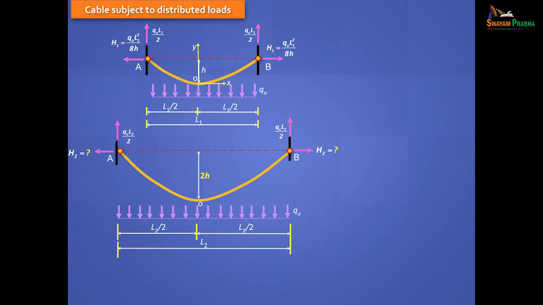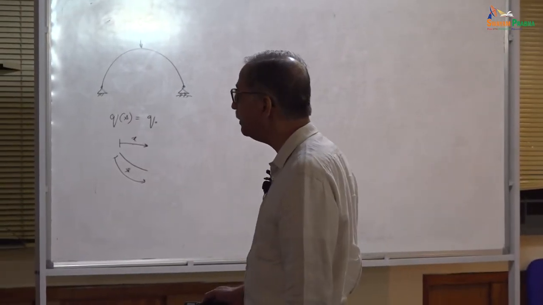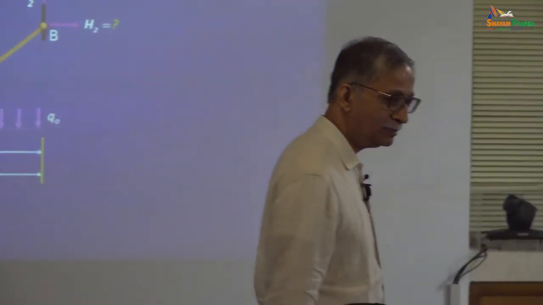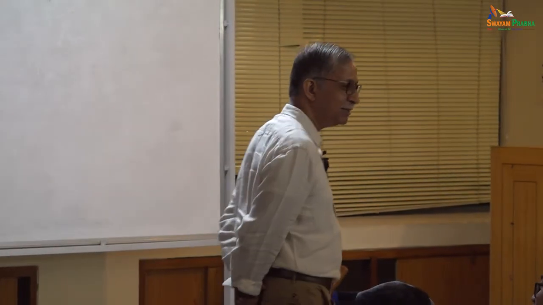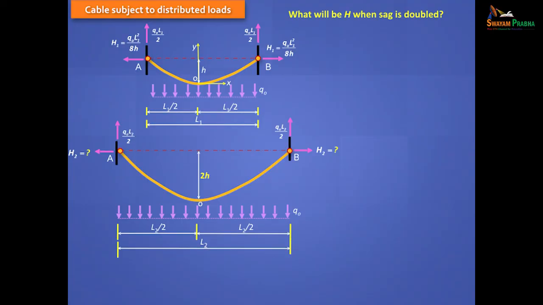So what do you think will happen? What is this H compared to this H? Can you tell me? Well, common sense, if the span is L2, it will be? What will be H when the sag is doubled is a question. Will the H be also doubled, capital H? Or will it become half? I want you to figure out. Come on. So much spoon feeding. At least this you must tell me. This is H1, this is H2. This is L1, this is L2. This is small h, this is 2h. That's all you need to know.